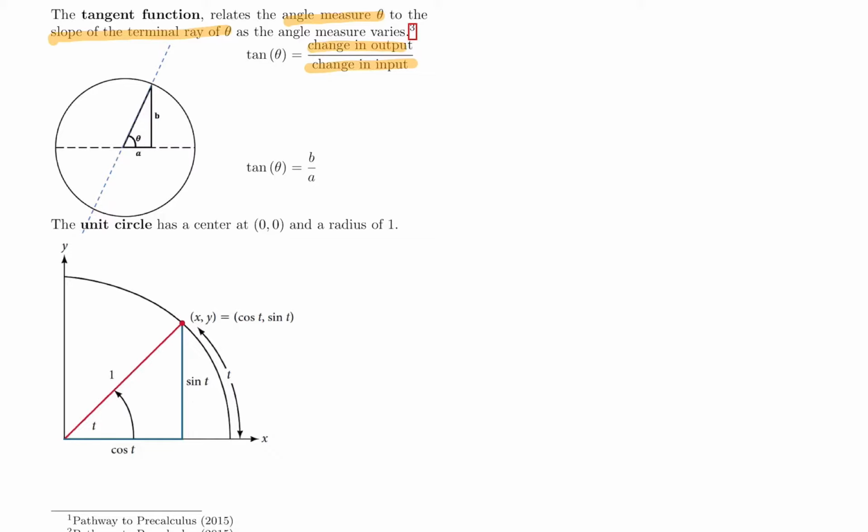So let me draw, let's say I have this angle right here. Tangent measures the slope of this line. In order to find that, we do change in output, change in y over change in x, which is why we can also do sine theta over cosine theta. But the meaning of the tangent function is angle as input and slope as output.